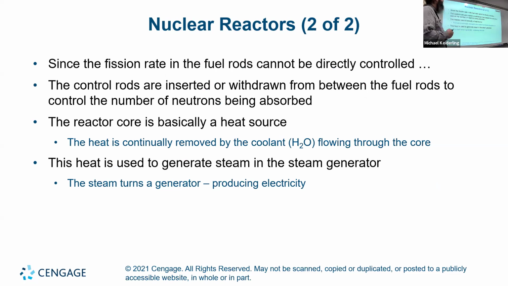And since the fission rate in the fuel rods cannot be directly controlled, the control rods are inserted or withdrawn between the fuel rods to control the number of neutrons being absorbed. And the reactor core basically boils water. It's a heat source. The heat is continually moved by a coolant, which is water flowing through the core. And then this is used to generate steam in a steam generator. Generally, you have very, very hot, high pressure water in the reactor, which is used to heat up lower pressure water, which turns into steam that runs the steam generator. So things are separated. So the water that's in contact with the actual nuclear fuel never actually leaves and becomes steam.